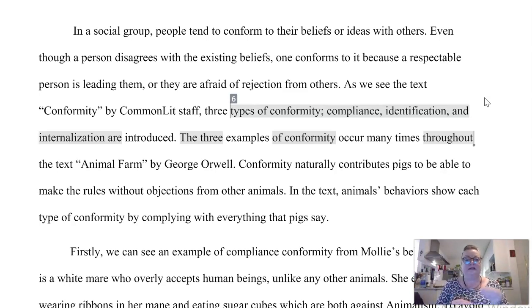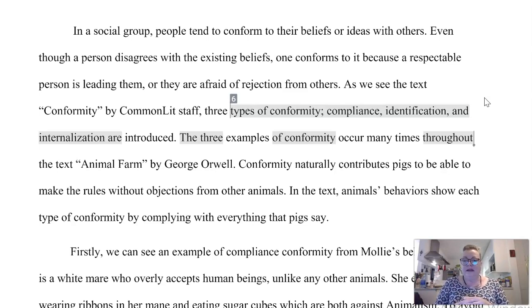As we see in the text Conformity by Common Lit staff, there are 3 types of conformity. Compliance, identification, and internalization are introduced. The 3 examples of conformity occur many times throughout the text Animal Farm. Okay, so again, you want to clearly mention the titles of both texts and make that connection between the two.